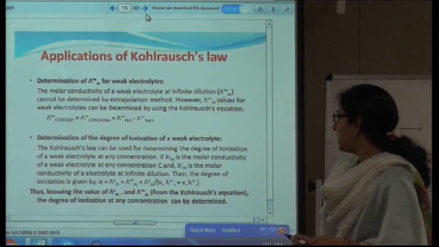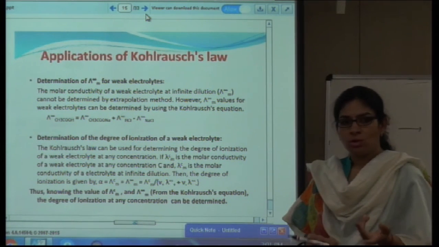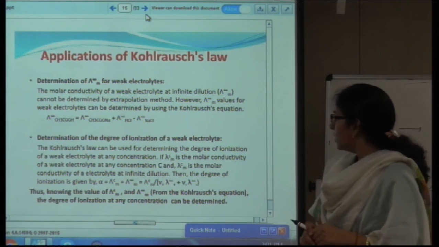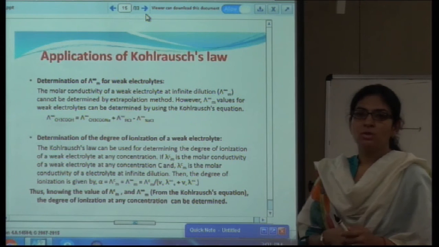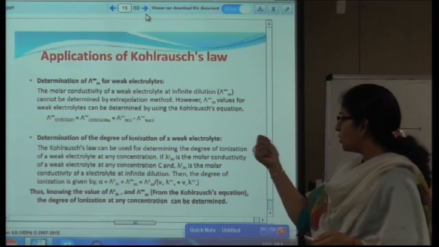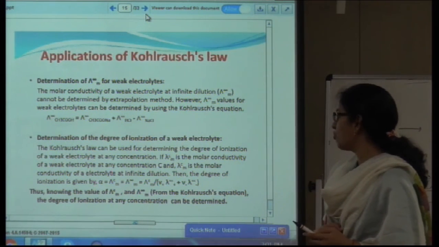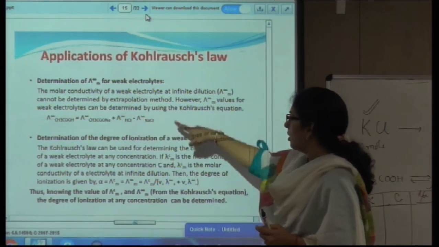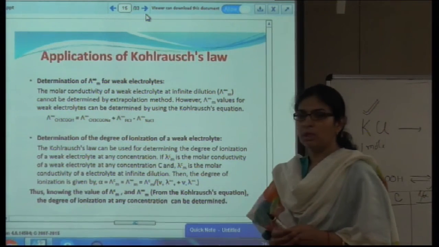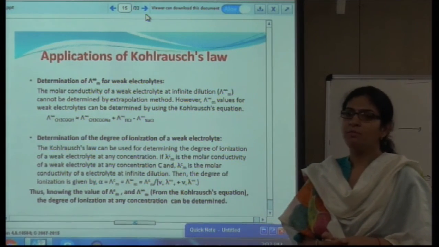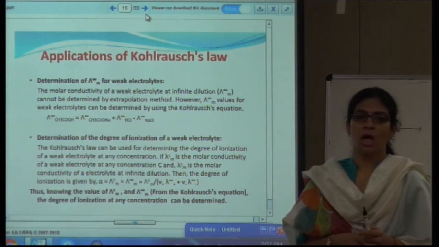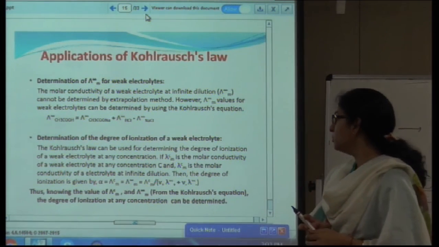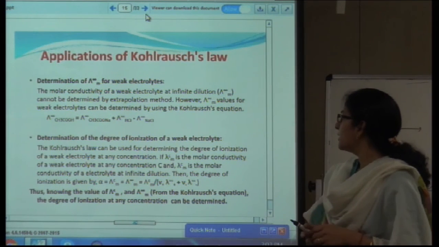Lambda mc you can measure, that is easy for you to measure, and for lambda m infinity you can make use of Kohlrausch law. So this is one more application of Kohlrausch law: you can find this denominator by using the law, and then finally you can calculate the alpha value. Alpha value is very, very important. It tells you to how much extent the electrolyte has been dissociated, right?